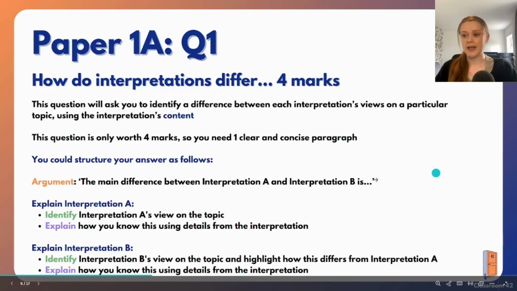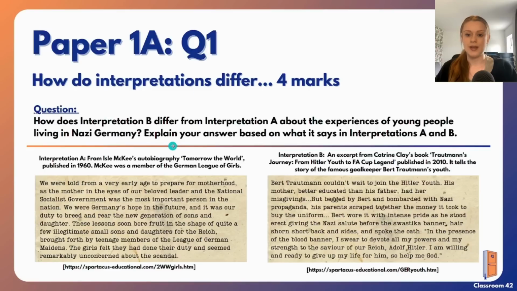So let's take a look at an example question for this question type. So our question is, how does interpretation B differ from interpretation A about the experiences of young people living in Nazi Germany? Explain your answer based on what it says in interpretations A and B. So you can see here we've got our 2 interpretations. Feel free to pause the video if you want to take a bit of a closer look at them.